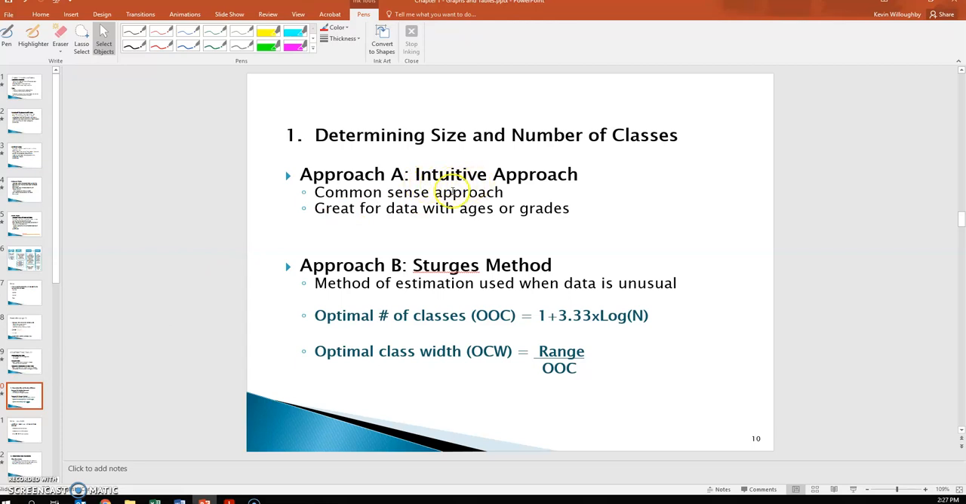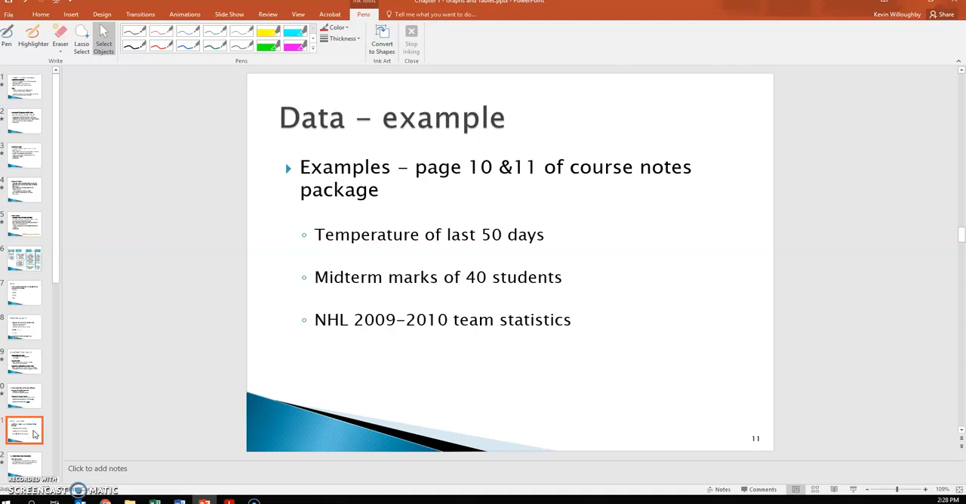Approach A is an intuitive, common sense approach, great for data with ages or grades. Approach B is using the Sturges method, which has these two formulas here. Optimal number of classes, OOC, is 1 plus 3.33 times log of n, and n is the total number of pieces of data we have. And then we take the optimal class width, OCW, the range. The range is the highest value minus the lowest value in the data set, and divide that by the OOC number we calculated. So we can look at some examples.